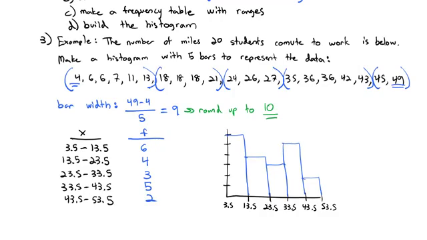Now I still need a title. We're talking about miles driven to work. It's a good title. Our x-axis is in miles. And then the y-axis, going from 1 to 6, always shows my frequency. And there's my histogram.